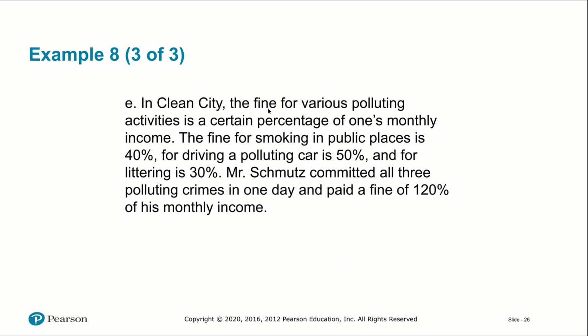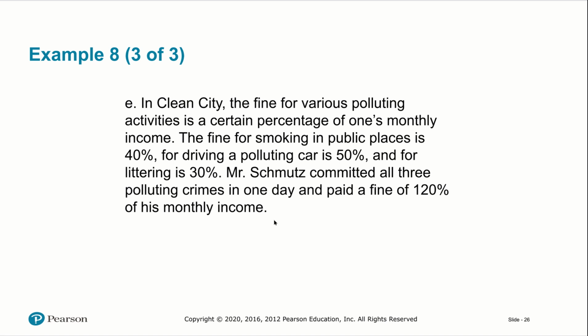In Clean City, the fine for various polluting activities is a certain percentage of one's monthly income. The fine for smoking in public places is 40% of your personal income. For driving a polluting car is 50% of your personal income. And for littering is 30% of your personal income. Mr. Schmutz committed all three polluting crimes in one day and paid a fine of 120% of his monthly income. Do you think that's true or not?